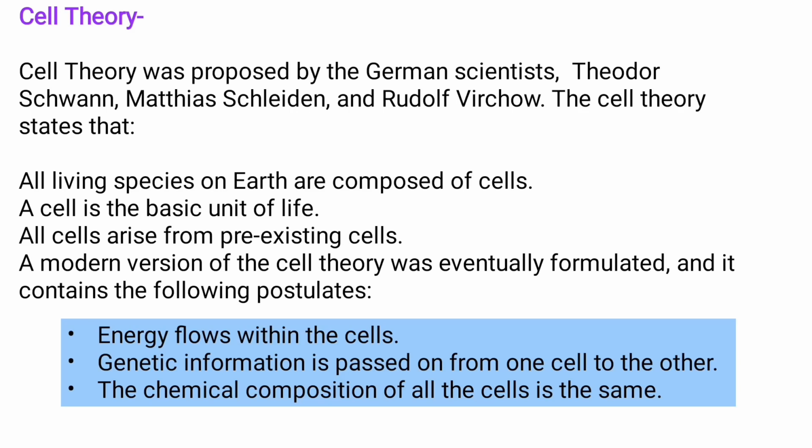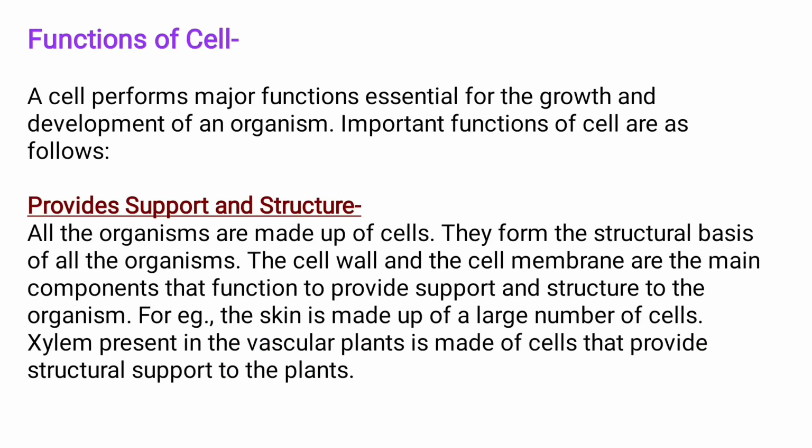Cell theory. Cell theory was proposed by German scientists Theodor Schwann, Matthias Schleiden, and Rudolf Virchow. The cell theory states that all living species on Earth are composed of cells. A cell is a basic unit of life. All cells arise from pre-existing cells. A modern version of cell theory was eventually formulated and it contained the following postulates. Energy flows within the cell. Genetic information is passed on from one cell to another. The chemical composition of all the cells is the same.